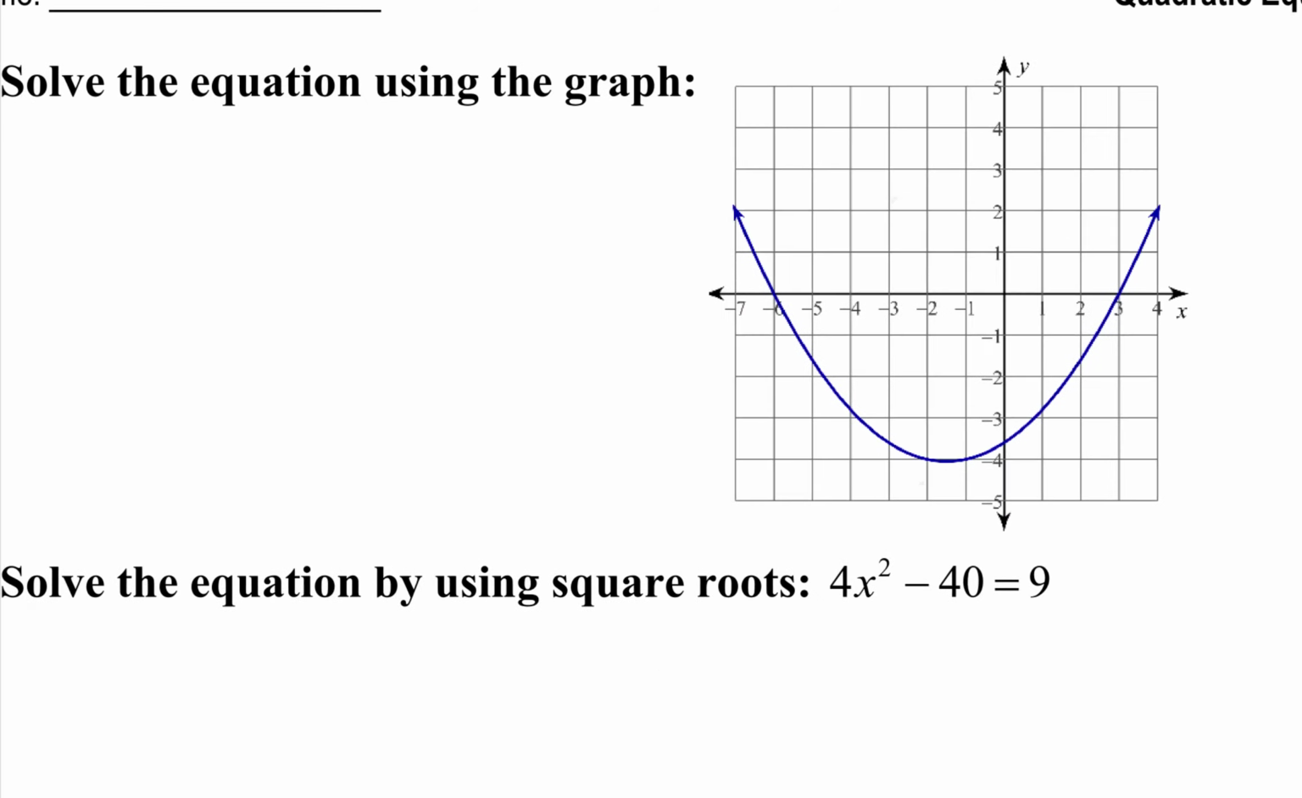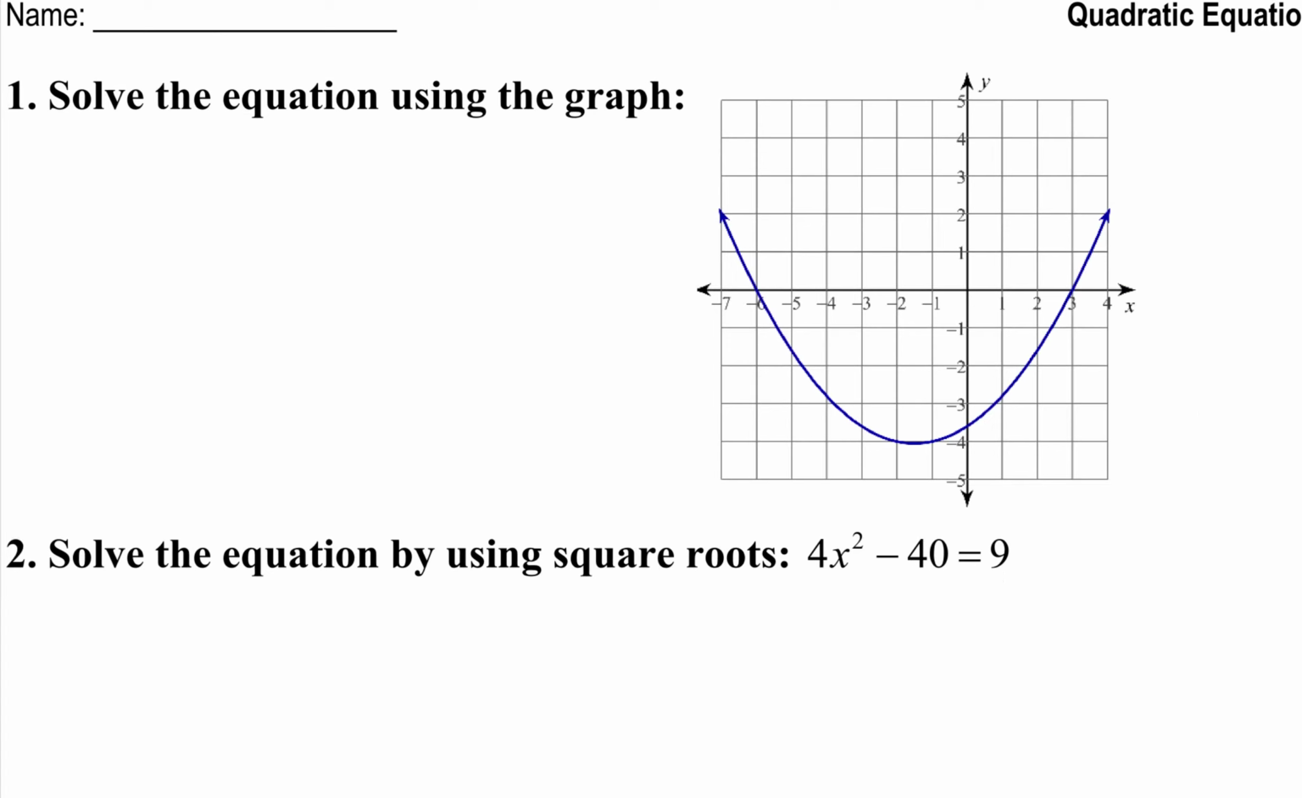So, number 1, solve the equation using the graph. When I solve using a graph, solve means I'm trying to find the roots or the x-intercepts. So simply I'm looking for the 2 points right here where it crosses the x-axis. Once I find those, my answer will simply be x equals -6 and 3. And that is it on that one. So the graphing ones are fairly simple.